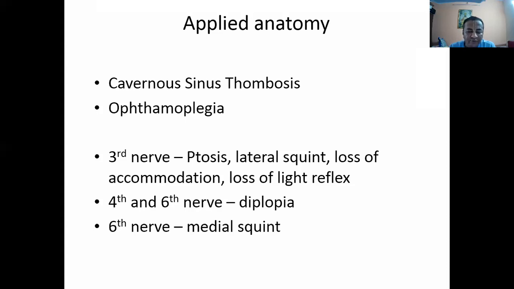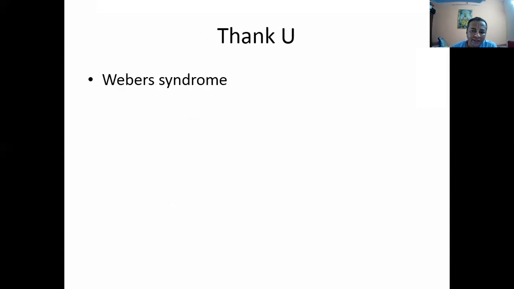There will be loss of accommodation and loss of light reflex. Light reflex is you take the light from the side like this and the pupil constricts. So there will be loss of light reflex. There will be diplopia, that everything appears double, and there will be medial squint. And then there is an additional thing, that is Weber syndrome, where midbrain is affected. So whenever midbrain is affected, we should understand that the third cranial nerve will also be affected.